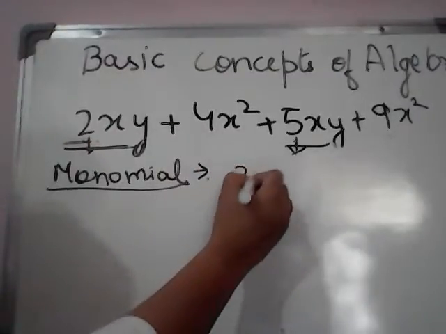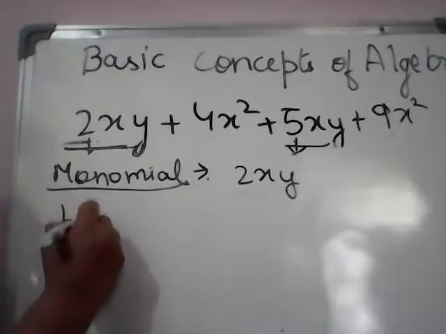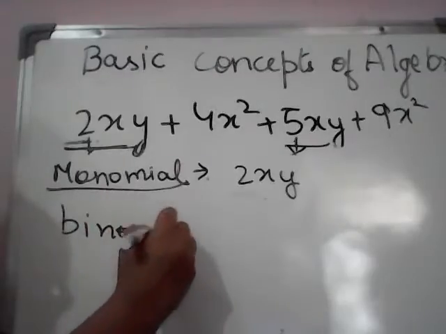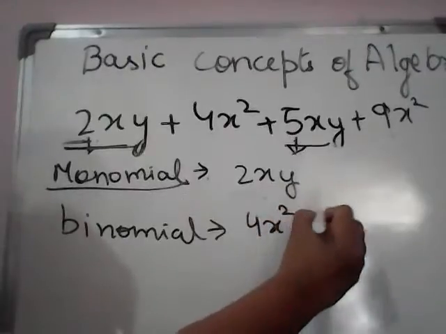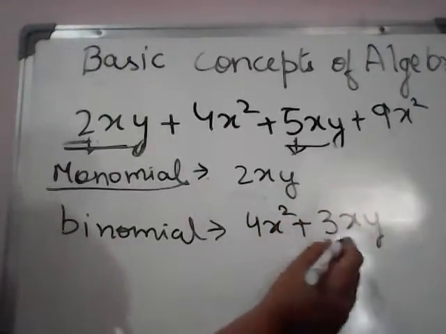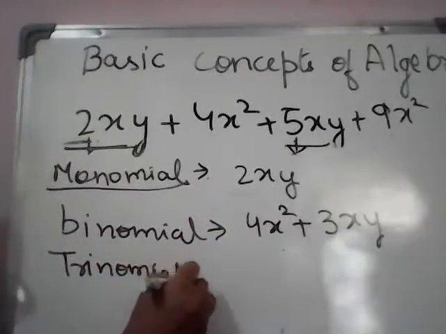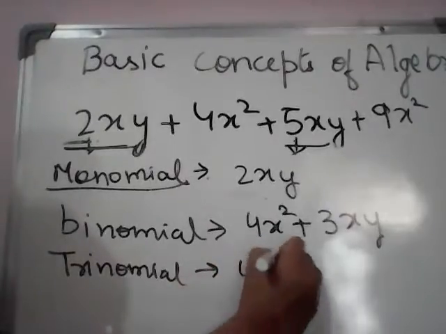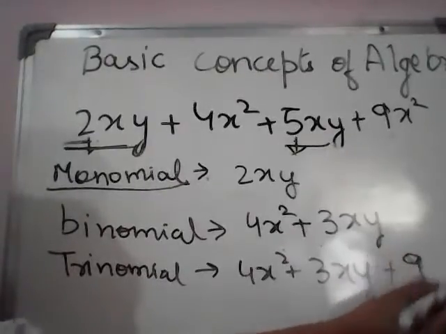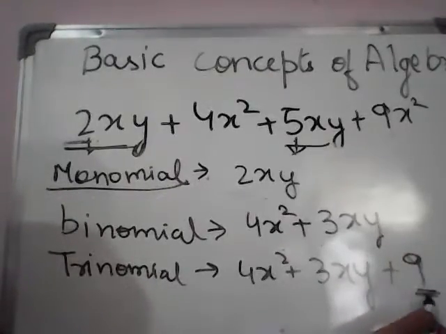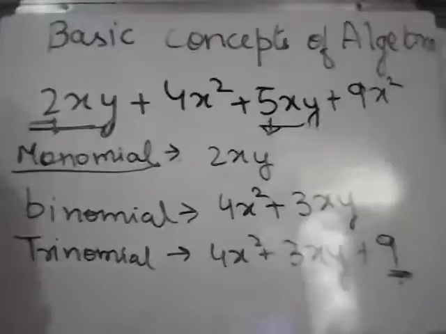Suppose we have an expression 2xy. So this is monomial. Then we have binomial. Binomial is expression having two terms. Suppose we have 4x square plus 3xy. This is binomial. Trinomial is having three terms. 4x square plus 3xy plus 9. We can have a term without variable also. That is called a constant term. A term without variable is called a constant term.